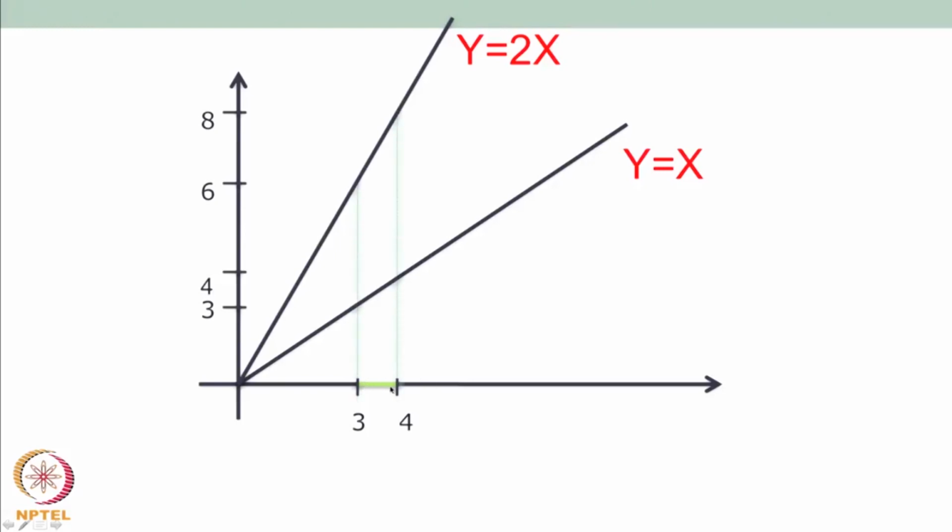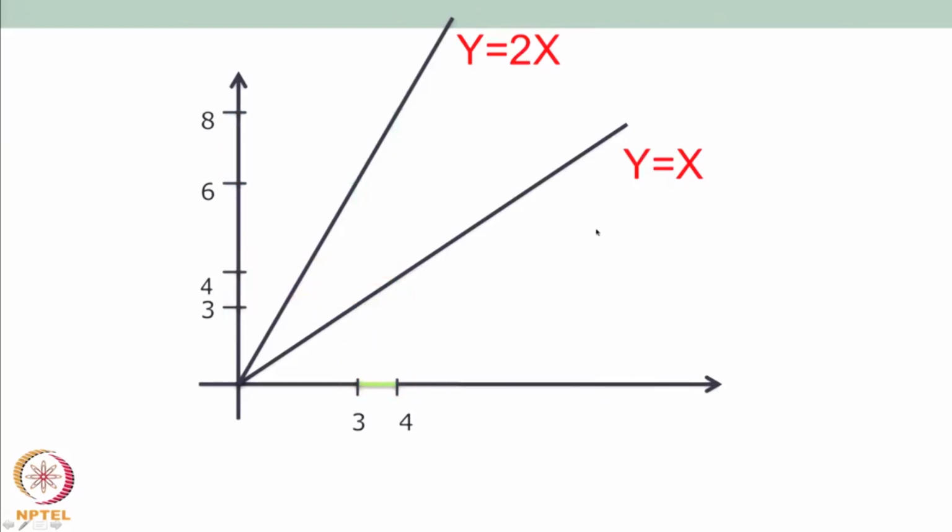Then I draw a line up to the y is equal to 2x graph, and I look at the corresponding y values, which are 6 and 8. But if I look at the y is equal to x graph, those are 3 and 4. Here the difference is 4 minus 3, which is 1. Here the difference is 8 minus 6, which is 2. So even though delta x is 1, which is the same for both, the delta y for the y equal to x graph is different from the delta y for the y is equal to 2x graph. Therefore, the slope of this is different from the slope of this.